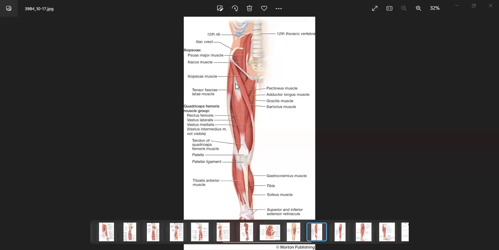So the TFL is this little piece of muscle that will originate on the anterior iliac crest and insert on the anterior surface of the lateral condyle of the tibia. So another muscle that crosses the knee.